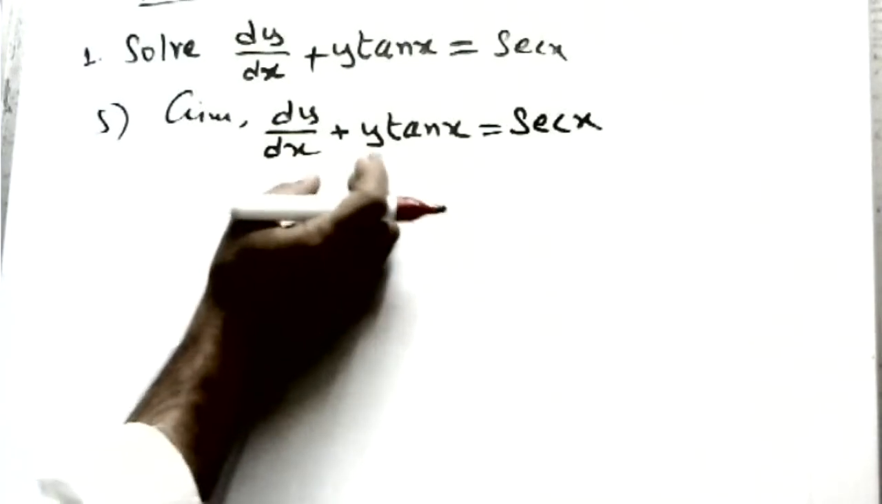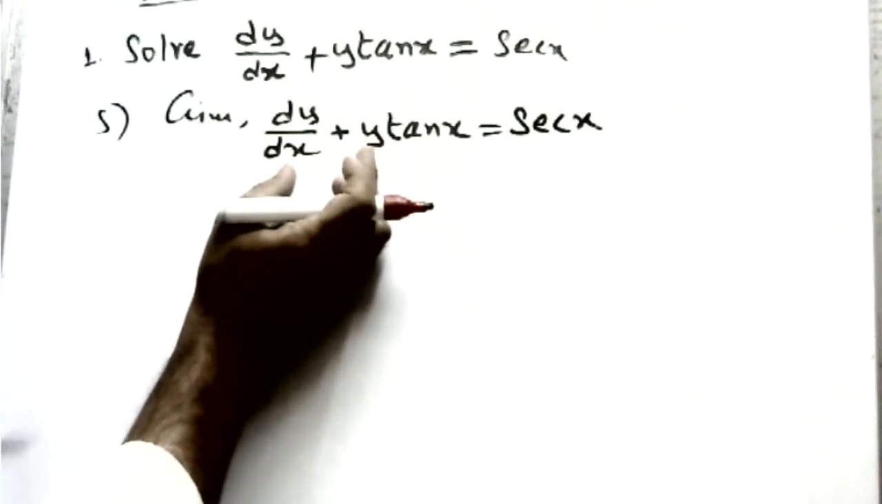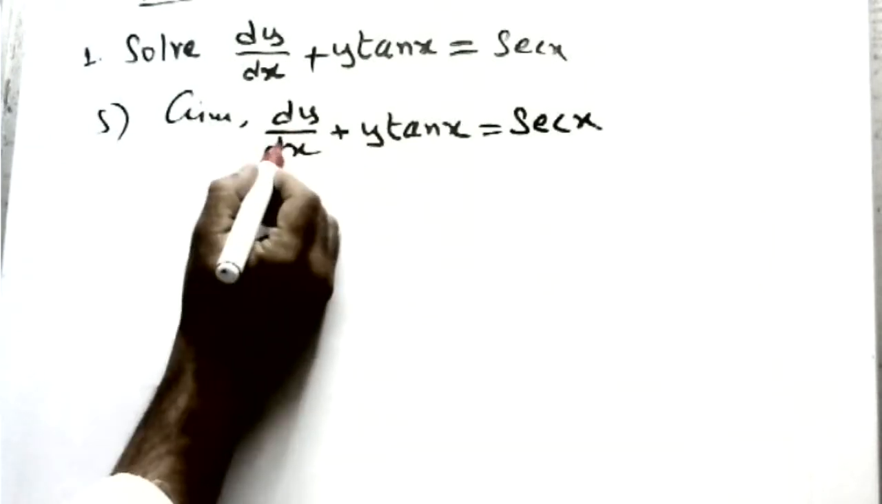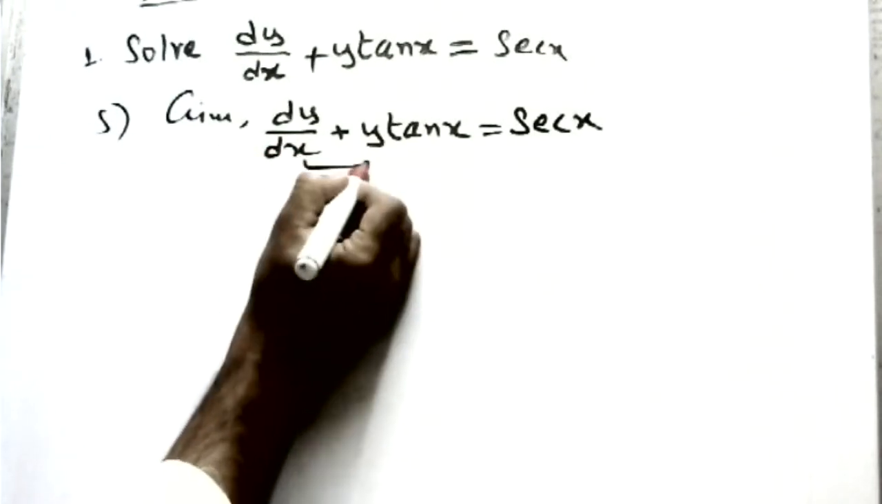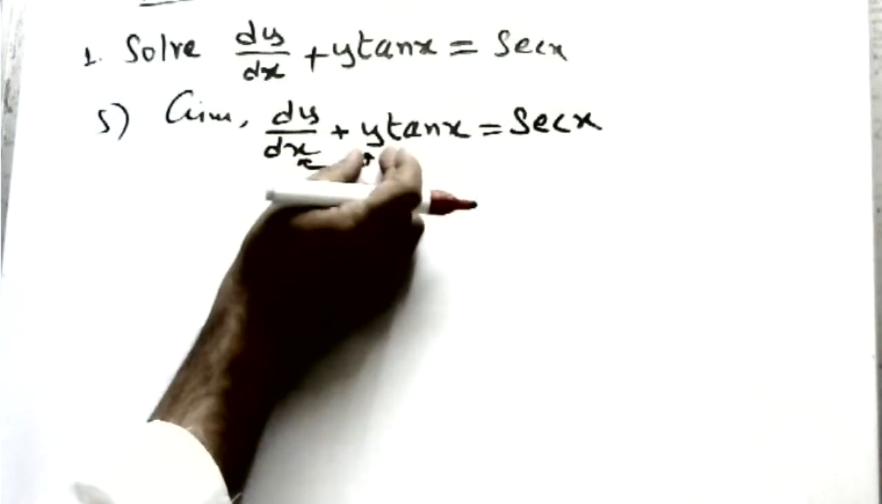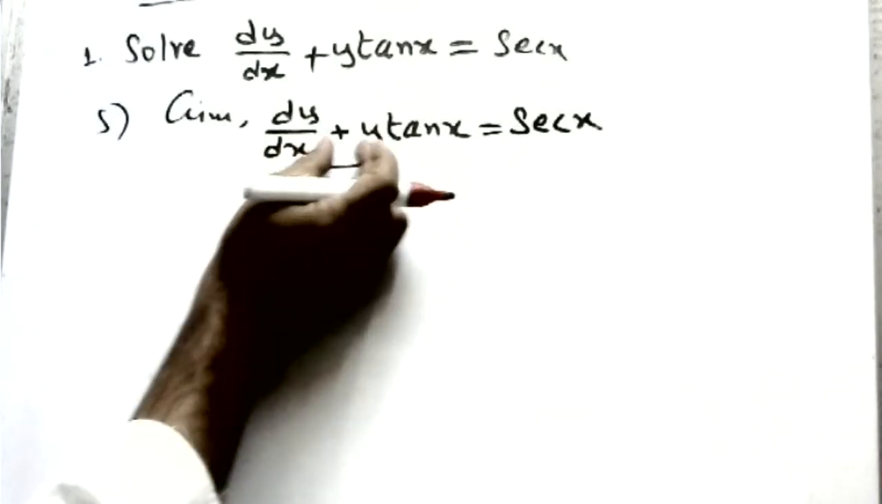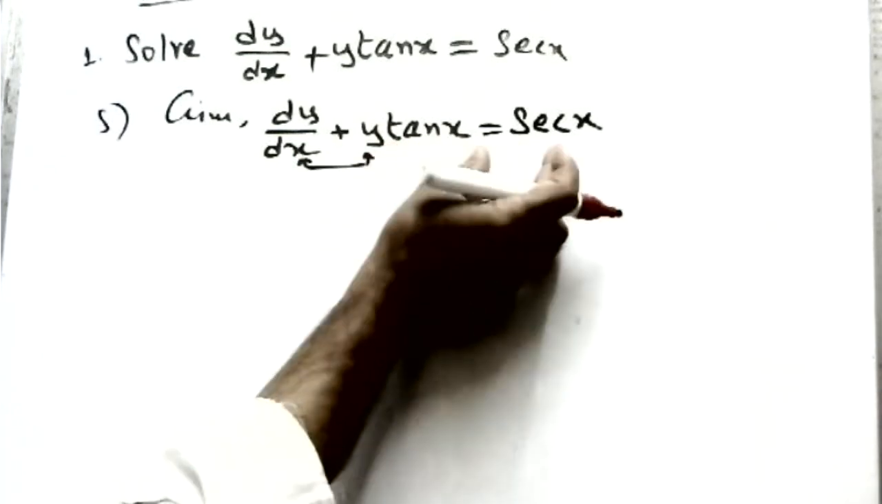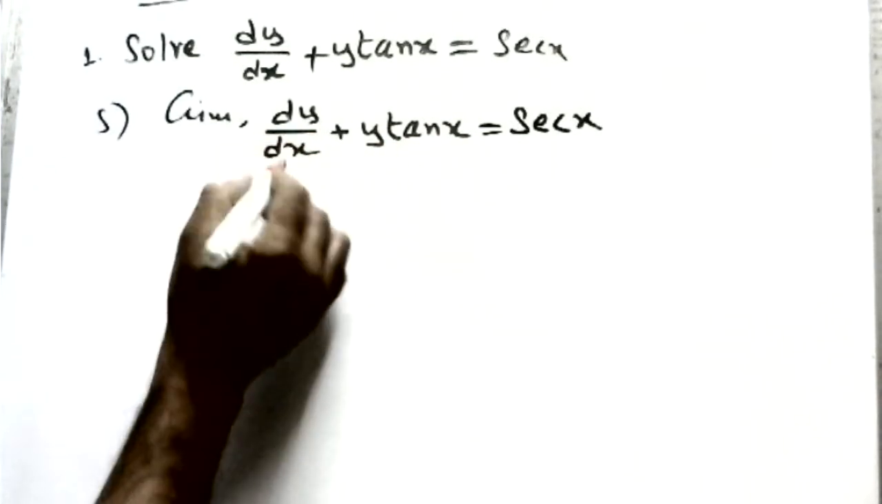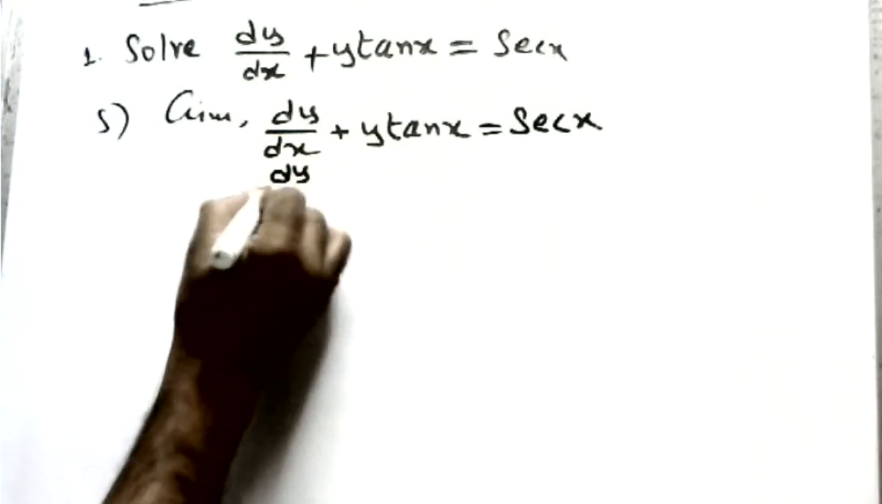Now I have written one question on the board, you see here. Let me start doing this question. We must recognize that this is of the linear differential equation method. Here we have dy by dx, and here we have y. If we have dy by dx plus y into some function of x, then we must understand this is the type of linear differential equation.